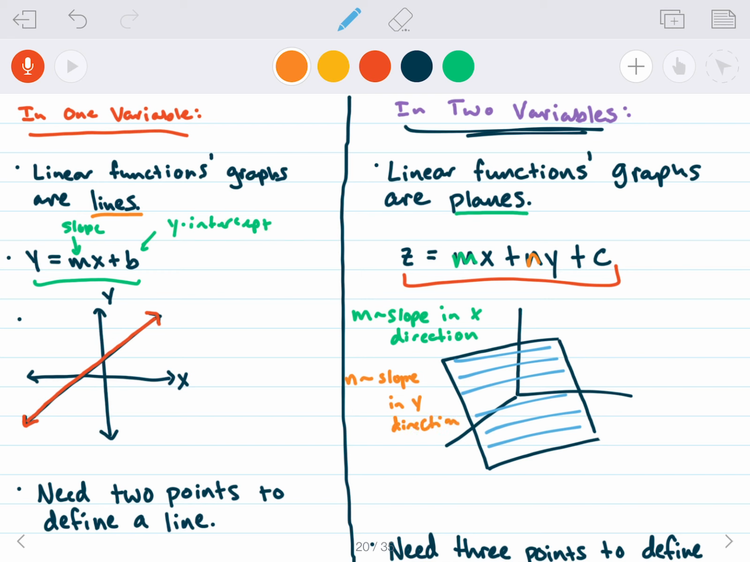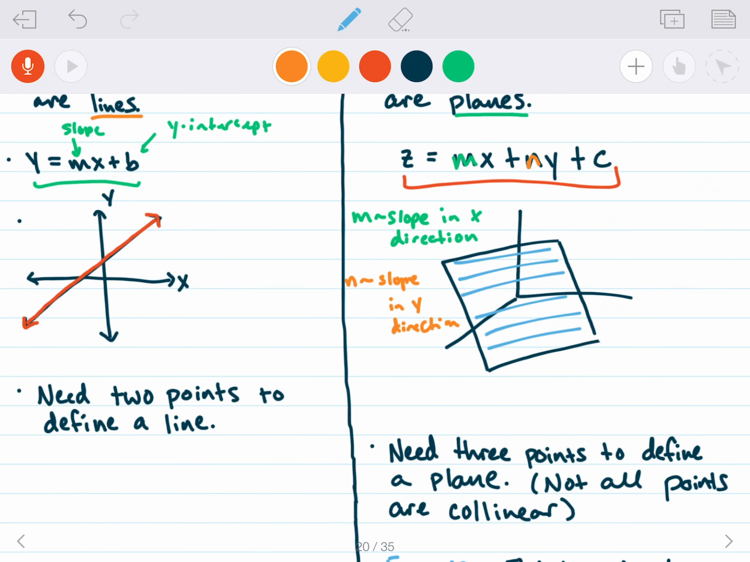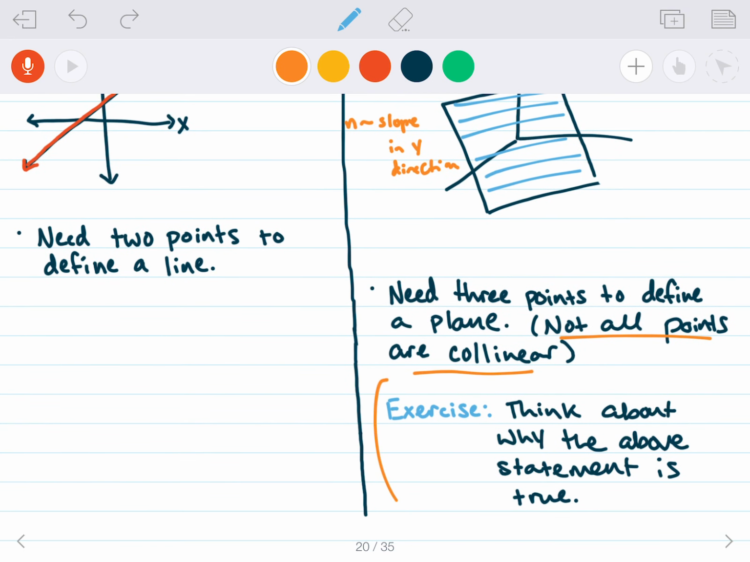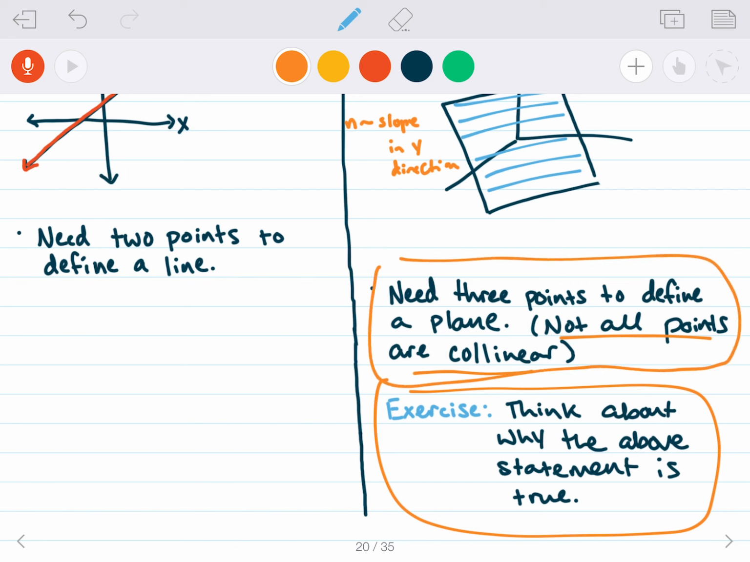Okay? And instead of needing 2 points to define a plane, just like in the one variable case, we actually need 3 points to define a plane. And not all the points can be collinear for this to happen, so they can't all lie on the same line. So you can't have 3 points that lie on a straight line like this and define a plane. And it's a good exercise for you guys to think about why this statement is true. So why is it that we need 3 points to define a plane and not 2?